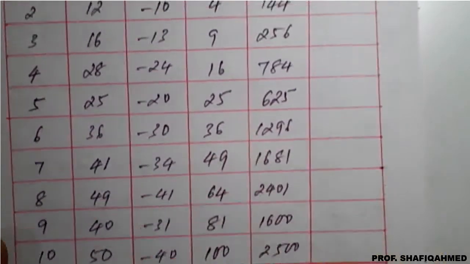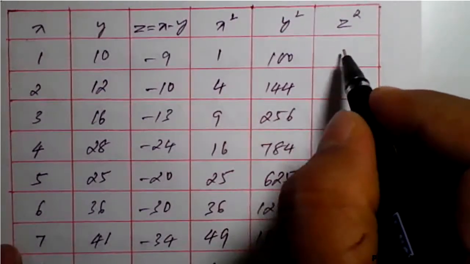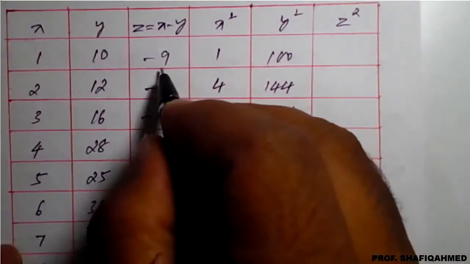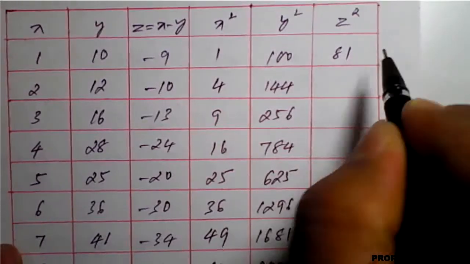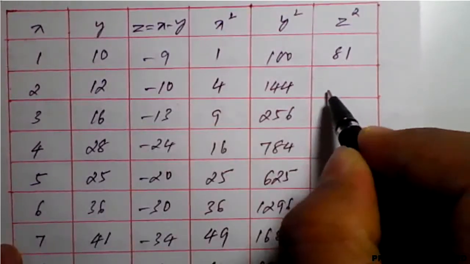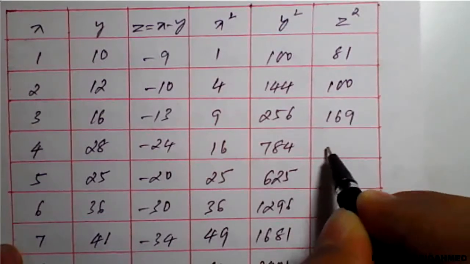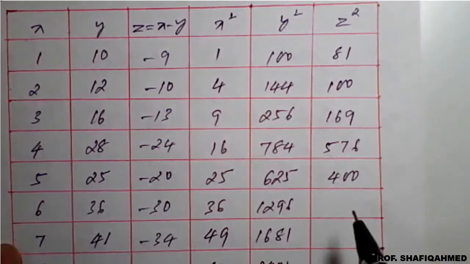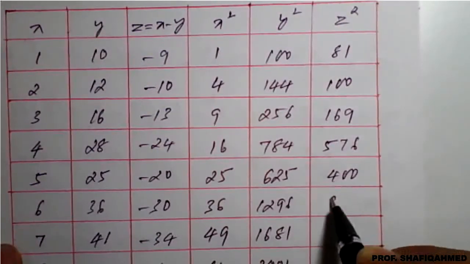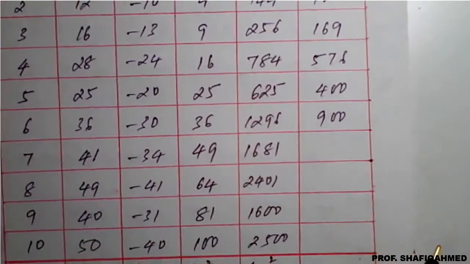11,387. So finally we have to go for the last column, that is z square. So we need to calculate z square, all z values we have to square it. That is minus 9 square is 81, minus 10 square is 100, then next is 169, 576, 400, 900, all negative sign, but if you square it, it becomes all positive.